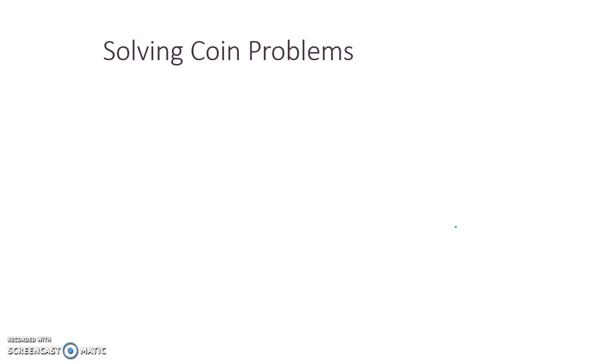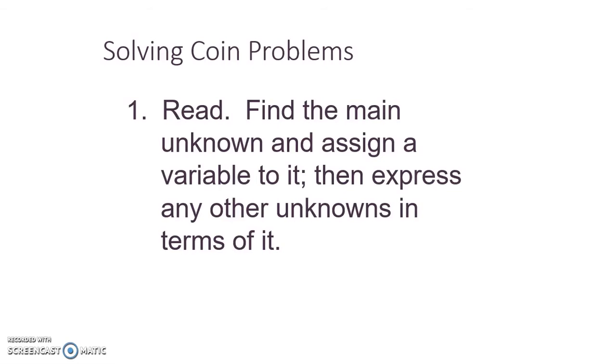So when you're solving coin problems, read. Find the main unknown and assign a variable to it. Then express any other unknowns in terms of it. So what coin do they refer back to? That is the coin that you are going to assign a variable for.